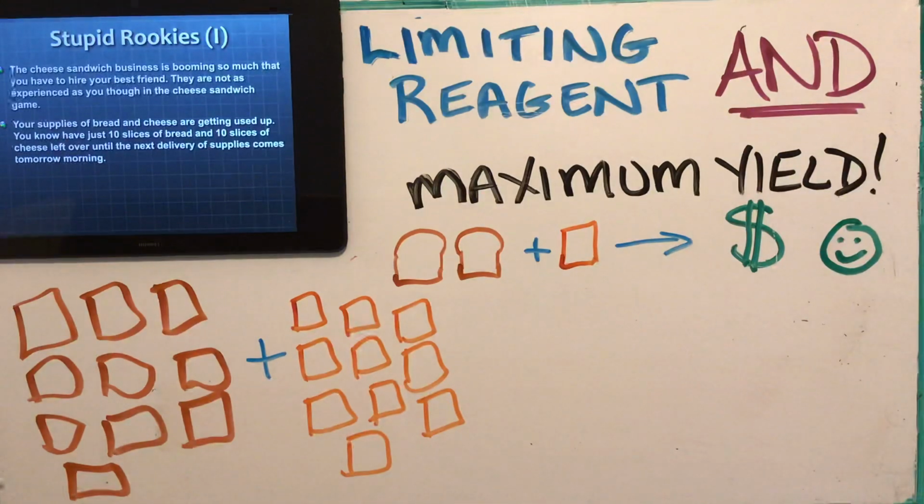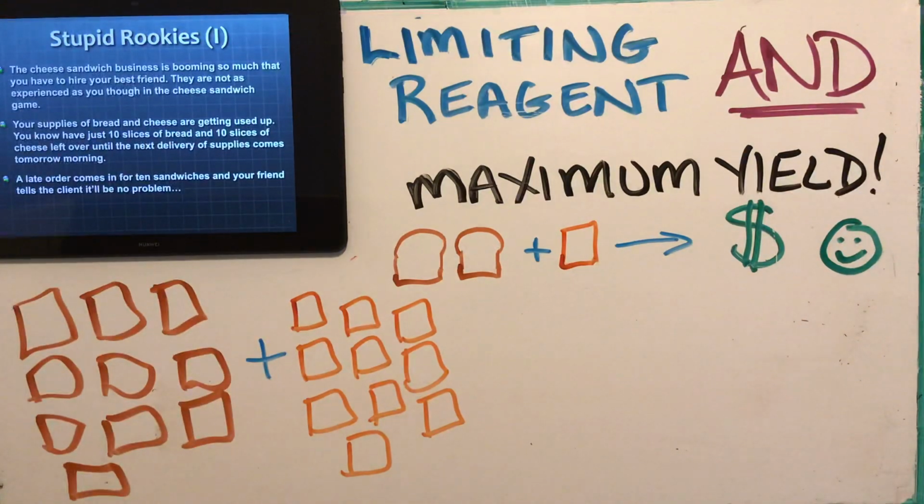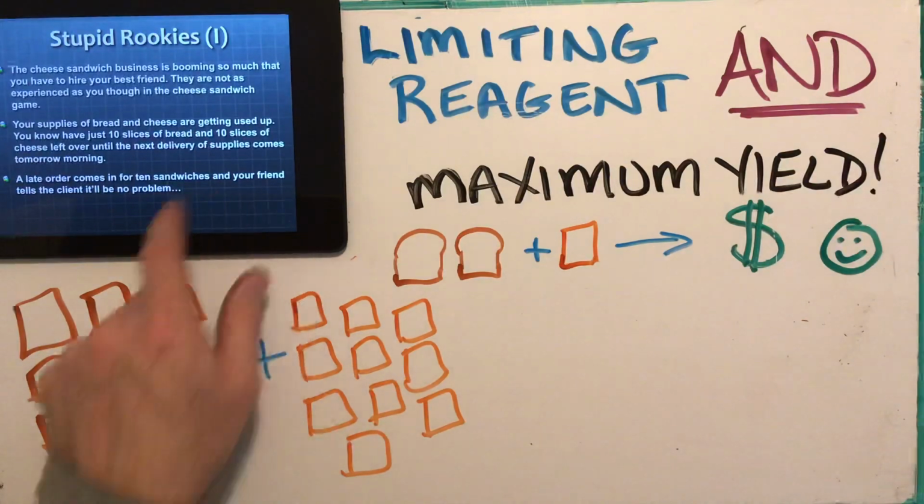And that's all you have left, but it's almost closing time. I've got my 10 bread and my 10 cheese. It's almost closing time. I think I'm just going to make it. The delivery van comes in the morning and it'll have lots of bread and lots of cheese and I can make more cheese sandwiches and keep getting paid. The phone rings. An order comes in late. Your friend, that rookie, picks it up and tells the client it'll be no problem.